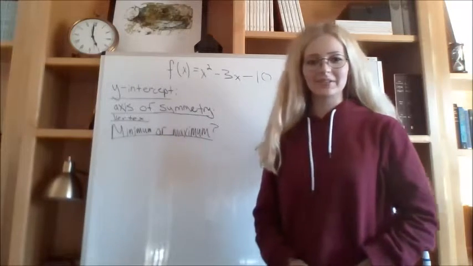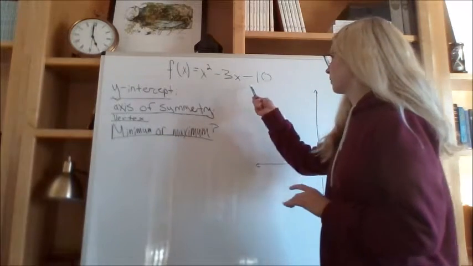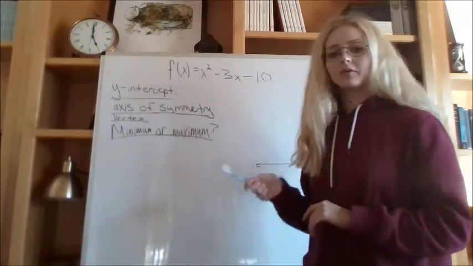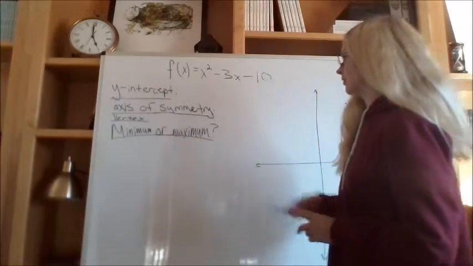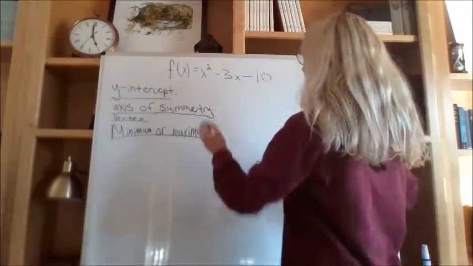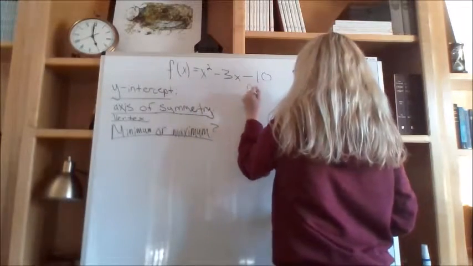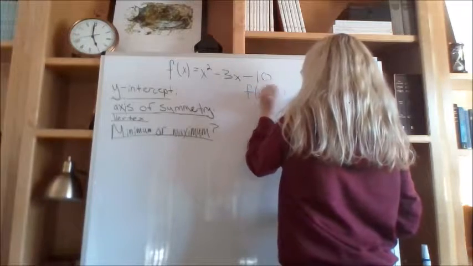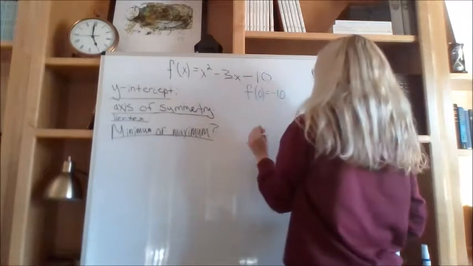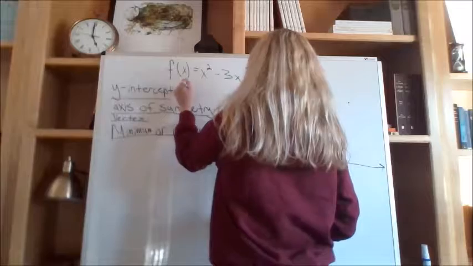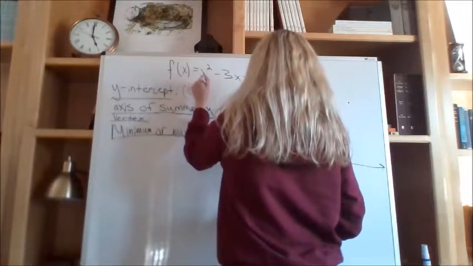Hi, so today we're going to learn how to graph and interpret parabolas. So first, to do this, we need to find the y-intercept. So to do this, we plug in 0 for x. So we get f of 0 equals -10. So we know that our y-intercept is (0, -10).